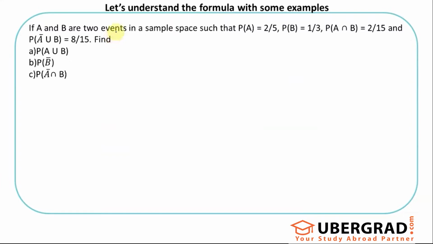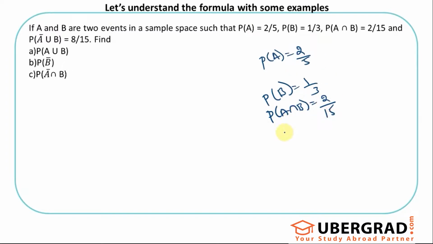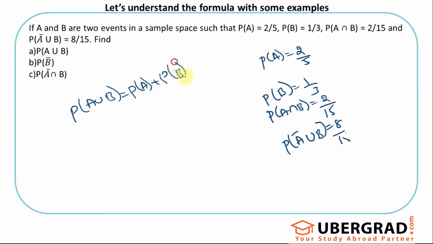If A and B are 2 events in a sample space such that probability of A is 2 by 5, probability of B is 1 by 3, and probability of A intersection B is 2 by 15, and P of A bar union B bar is 8 by 15, then find the respective things, right? What is P of A union B? Simple. P of A plus P of B minus P of A intersection B, right? That is what the addition theorem says.